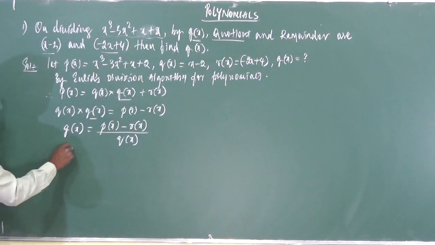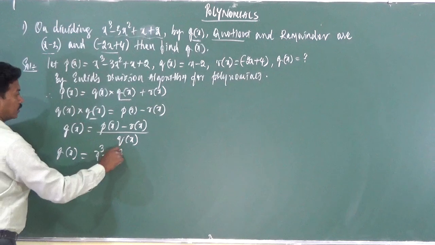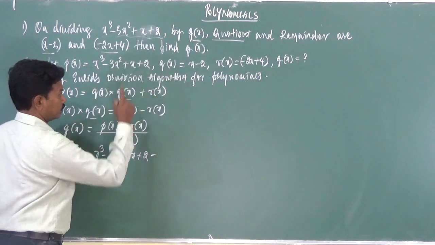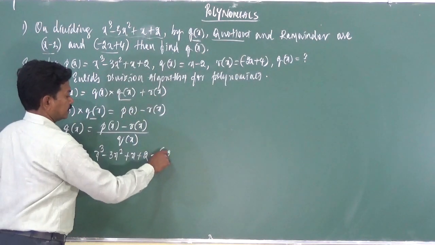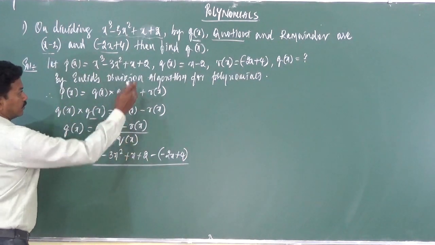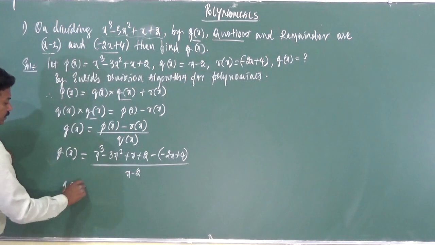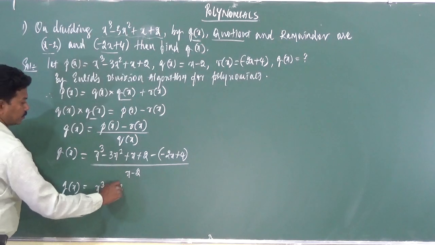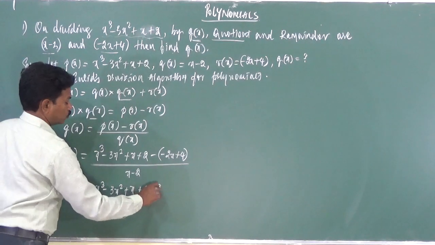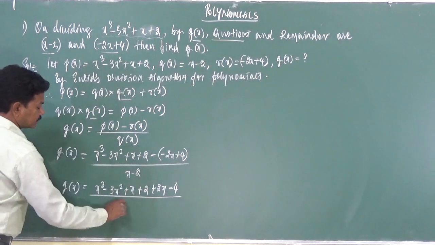Let us do it. So g of x is equal to x cube minus 3x square plus x plus 2 minus, and after the minus sign r of x is a binomial, therefore we have to keep it inside brackets, that is minus 2x plus 4, divided by q of x. The q of x is x minus 2, right? So we will simplify this. g of x is equal to x cube minus 3x square plus x plus 2, minus into minus 2x is plus 2x, minus into plus 4 is minus 4, divided by x minus 2.